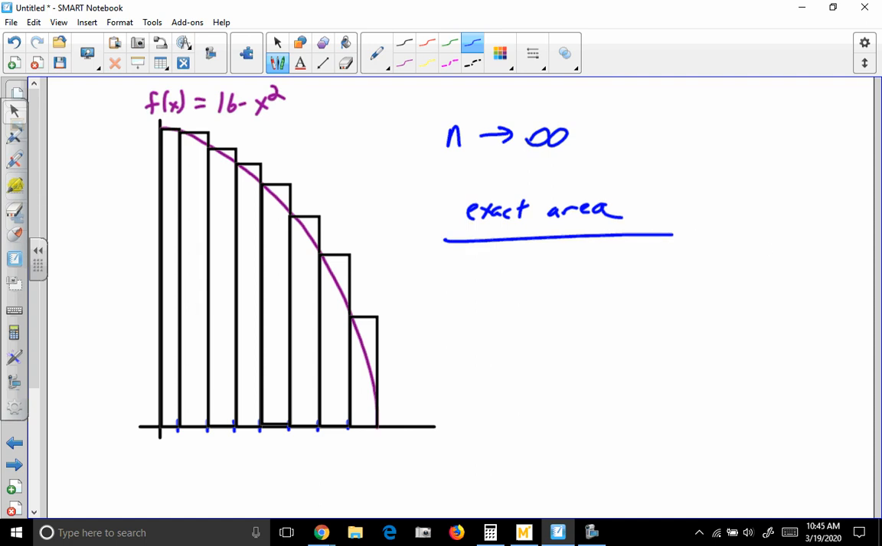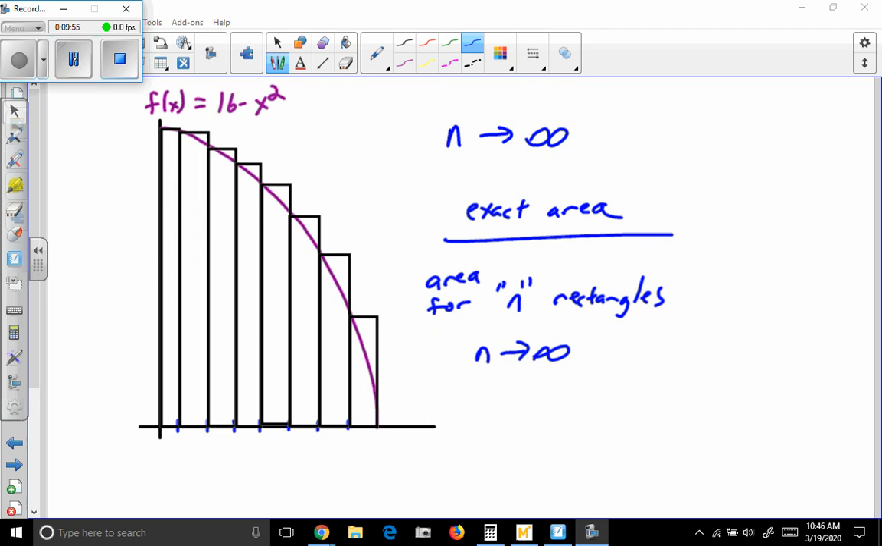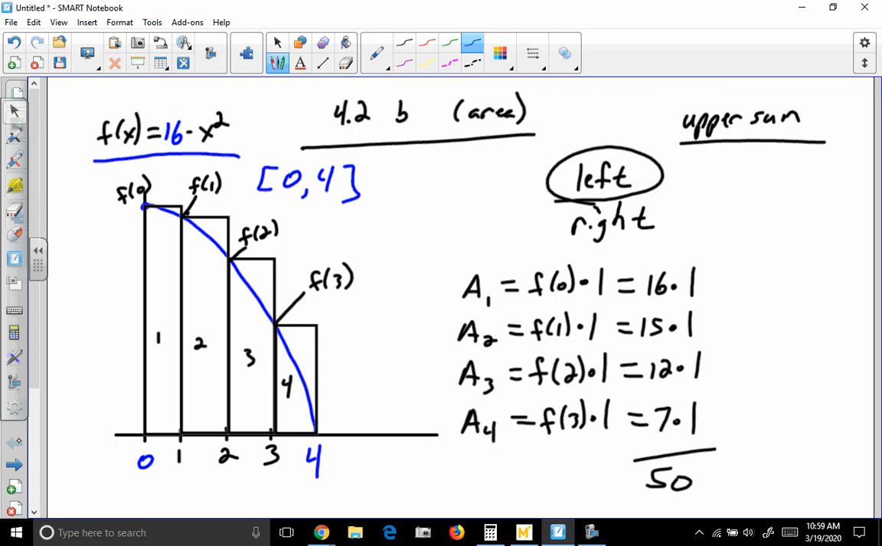Of course, who wants to draw an infinite number of rectangles? No one. So we need to see, can we come up with a method that allows us to get a formula for the area for n rectangles, and then once we get that, then take the limit as n goes to infinity. So let's see what we can do. Let's go back and look at the examples we've done.